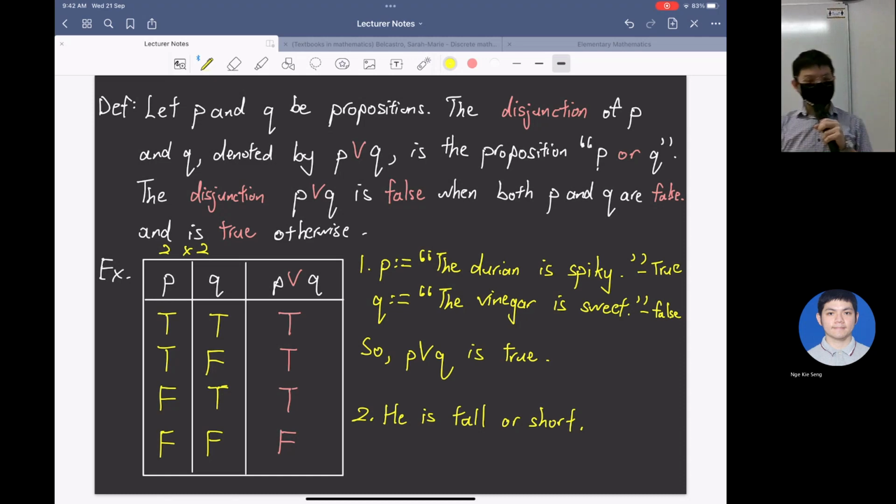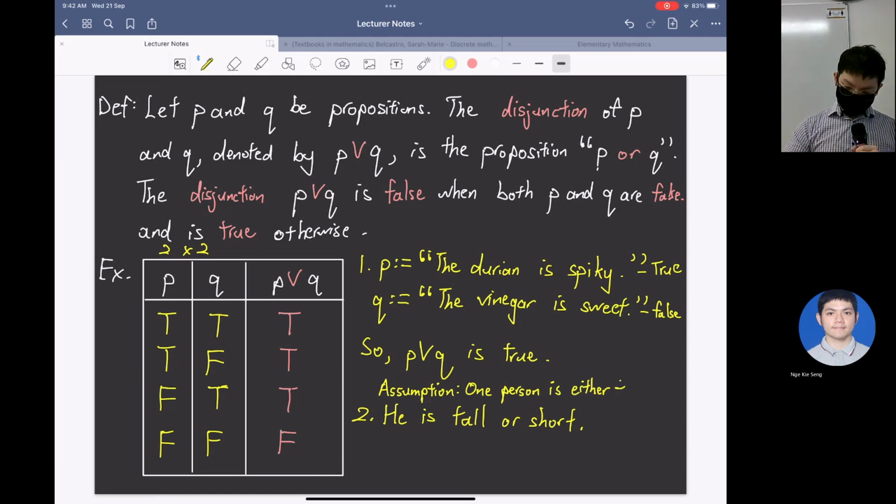Okay, I think this is a good spirit. You are right, you are on the right track for a computer scientist or mathematician. But let's say I have an assumption: one person is either tall or short. In this world, every person is either tall or short. So I reach you, you're tall, you're short, you're tall, you're short. In this case, "he is tall or short" is true or false? True, right? Even though he is tall, not short, it's still true because tall is true.